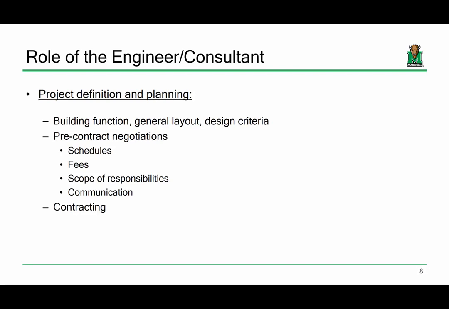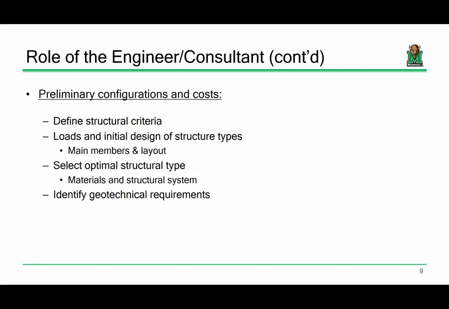We also need to discuss pre-contract negotiations. What's the schedule? When do we need to have this project done by? What's the fee? If I'm a civil engineer designing this building, I'd like to get money. I'd like to get paid. So what's the deal with that? What's the scope of responsibilities? Where do my responsibilities as the structural engineer end? What's the deal with communication? If I need information, if I need clarification on a given point on this project, who do I talk to? What about contracting? We have to enter that phase to ensure that there's an understood agreement, what my responsibilities are, what the client's responsibilities are, what the architect's responsibilities are.